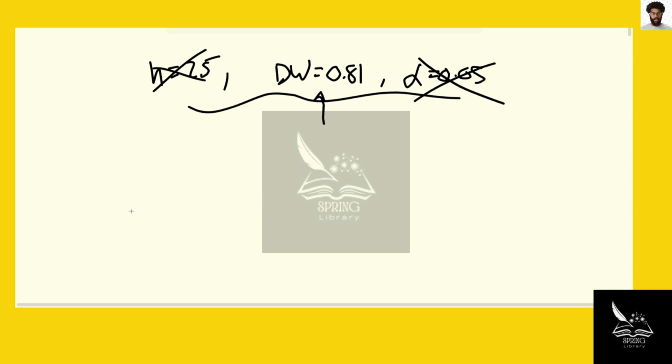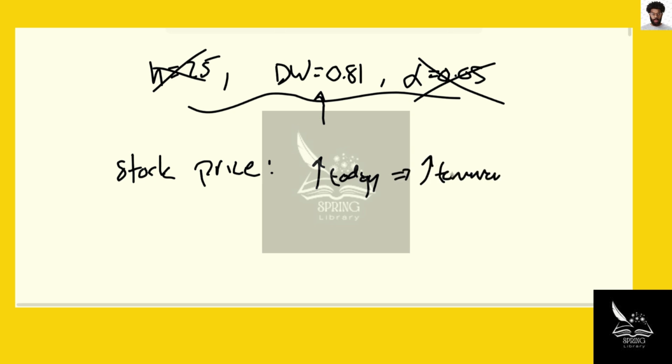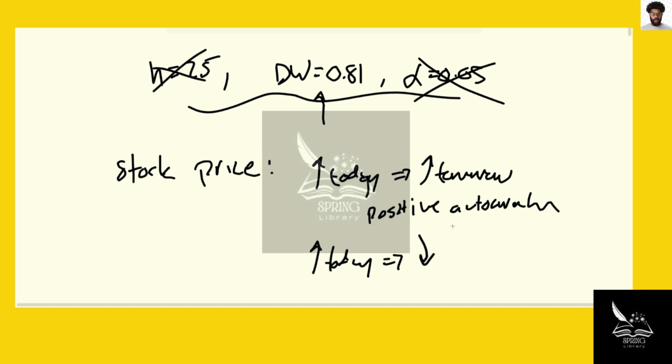So if a stock price, consider we've got a stock price, right? And we know if it was high today, if that means it's more likely that it's going to be high tomorrow, then that's a positive correlation, positive autocorrelation. If being high today means that it's most likely to be low tomorrow, that's a negative autocorrelation.